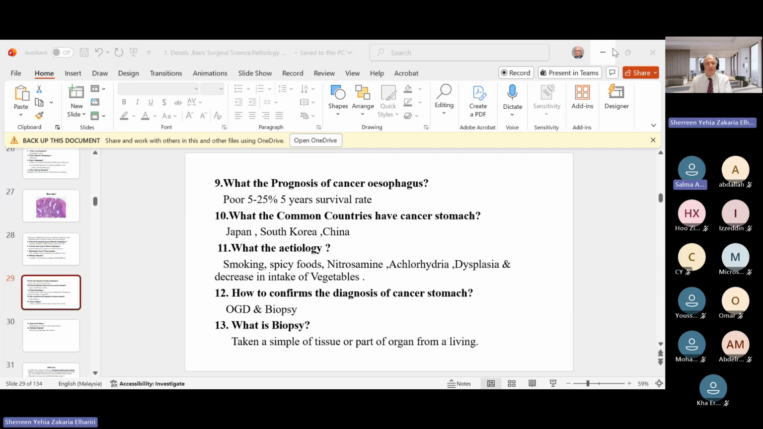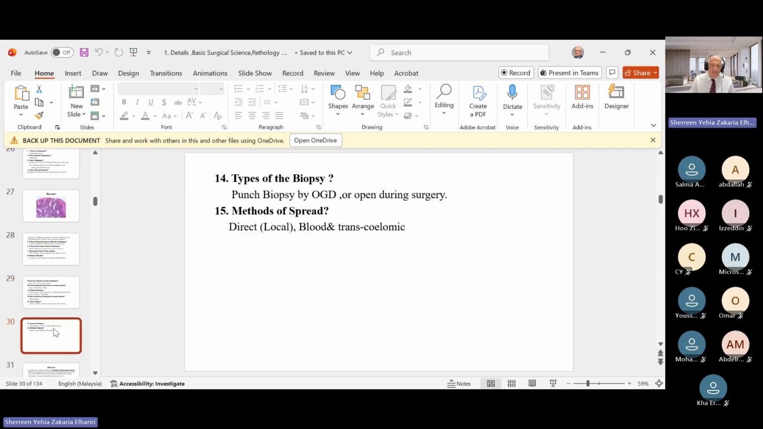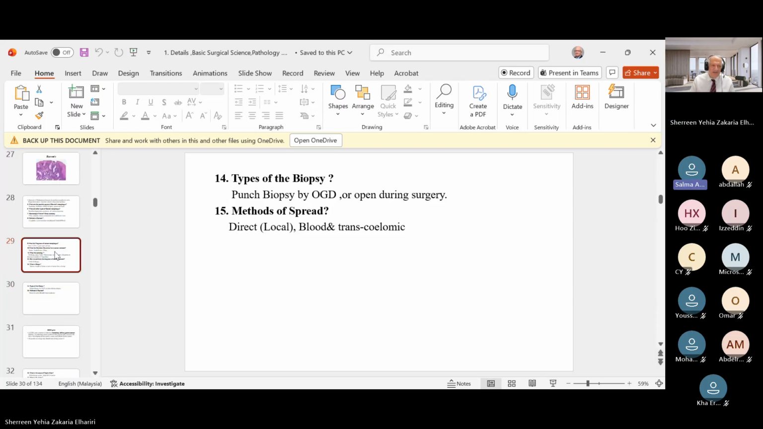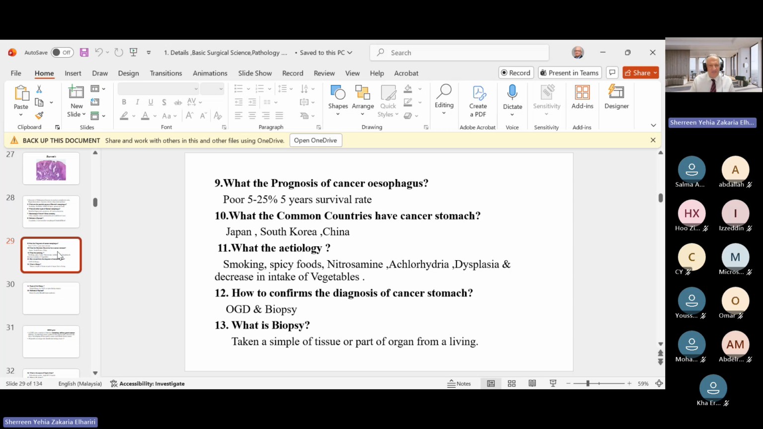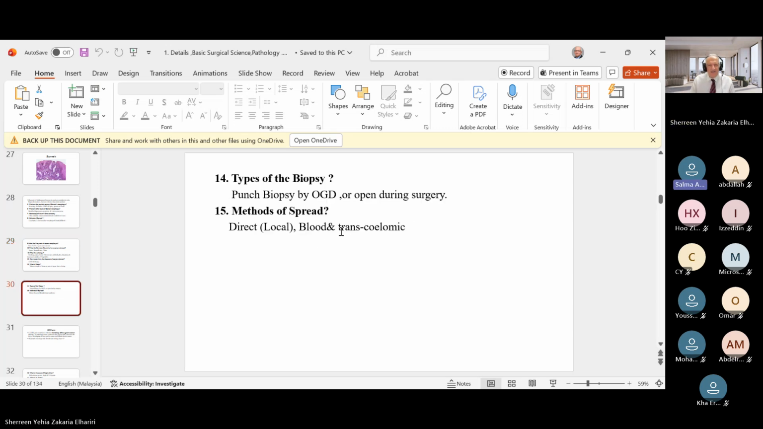All right. So this is first. So we're back to your condition. What is the method of spread of cancer stomach? Local, lymphatics and the blood. And another one is specific for stomach and ovary. What do we call it? Transcoelomic, or Krukenberg. Okay, and usually it is adenocarcinoma.